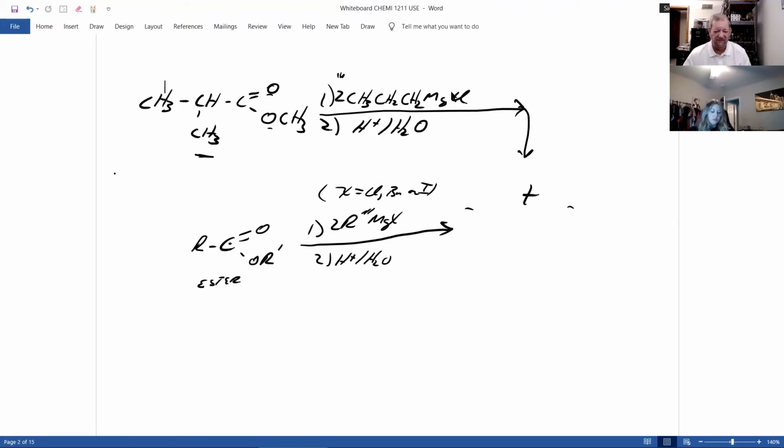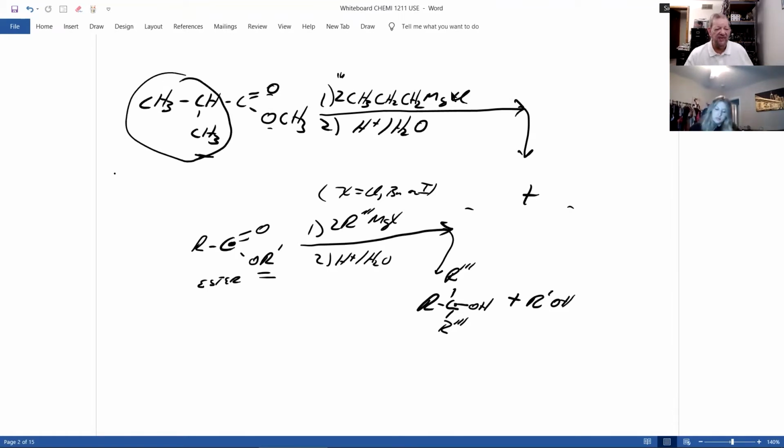And what you get, let me write it down here so I have room. Keep your eye on the carbonyl carbon, what's attached to it is still attached. Then you make not one, but two carbon-carbon single bonds from the Grignard. This is an alcohol. And then this part becomes a second alcohol. So what's our R? Isopropyl. What's our R triple prime? Propyl. And what's our R prime? Methyl.